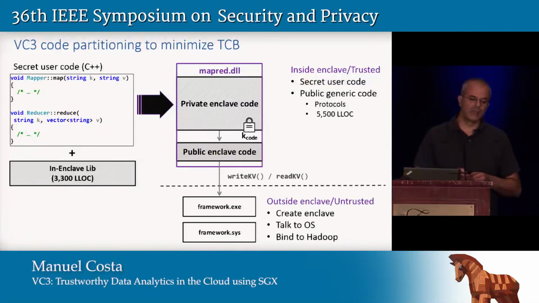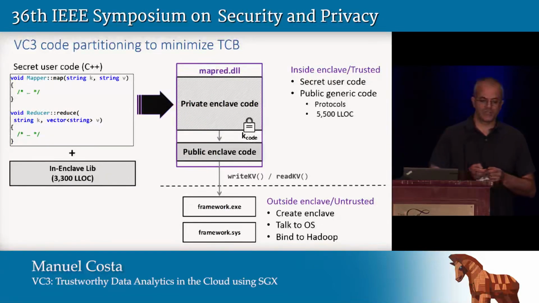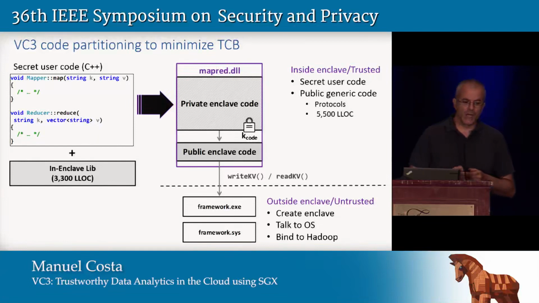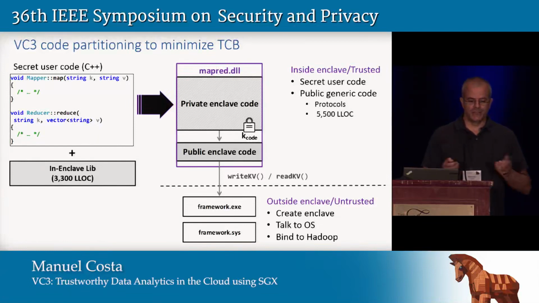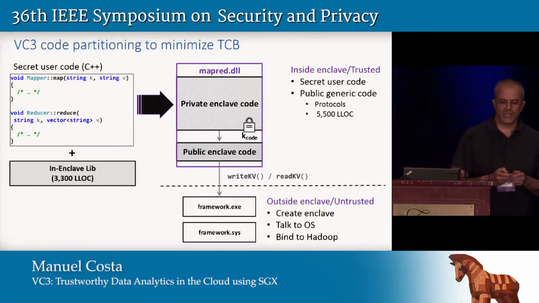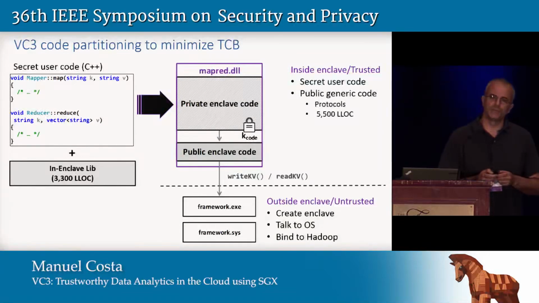This code then has a very narrow interface with the rest of the system. The code just reads and writes key value pairs from the rest of the data analytics system. And outside the trusted boundary, the code that runs in the untrusted area does things like creating these SGX enclaves, talking with the operating system, binding to unmodified Hadoop installations. But all of that code, which, if you include the operating system and the hypervisor, is a lot of code, all of that code is untrusted.